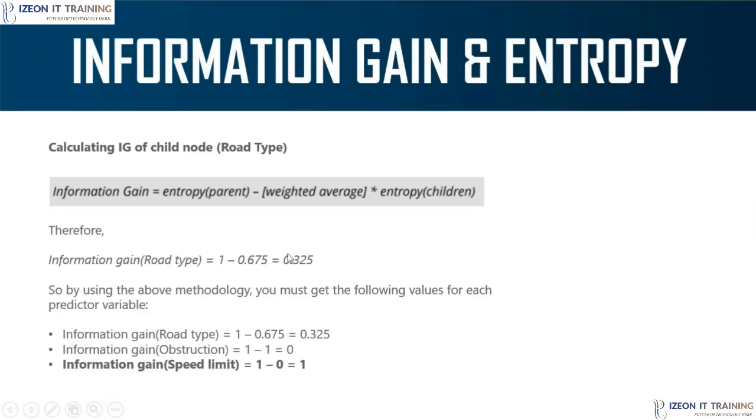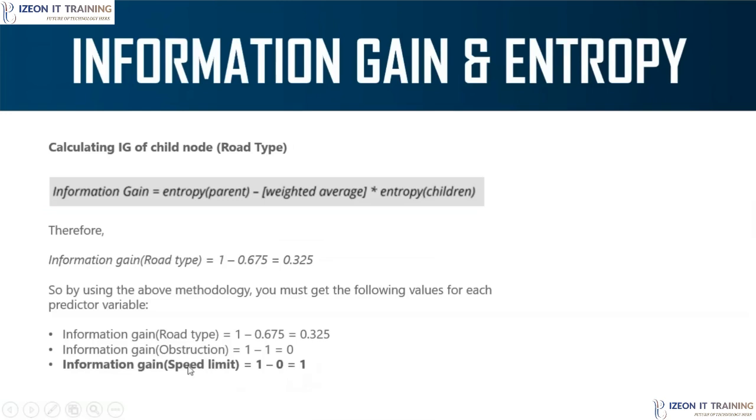Now, by using the same method, you're going to calculate the information gain for each of the predictor variables, for road type, for obstruction, and for speed limit. Now, when you follow the same method and you calculate the information gain, you'll get these values. Now, what does this information gain for road type equal to 0.325 denote? The value 0.325 for road type denotes that we're getting very little information gain from this road type variable. And for obstruction, we literally have an information gain of 0. Similarly, information gain for speed limit is 1. Now, this is the highest value we've got for information gain.